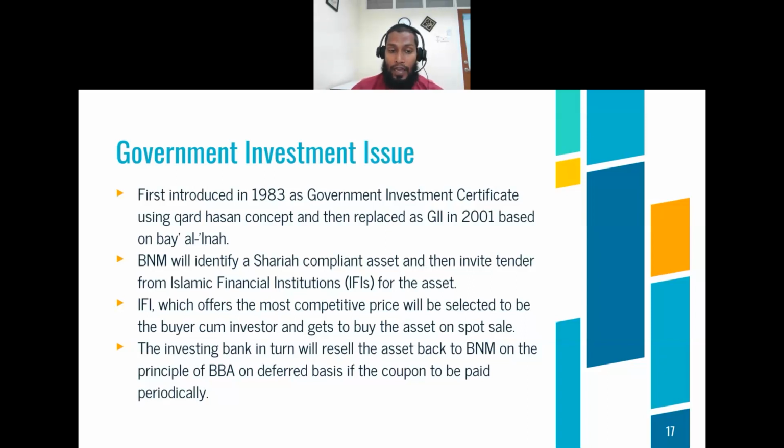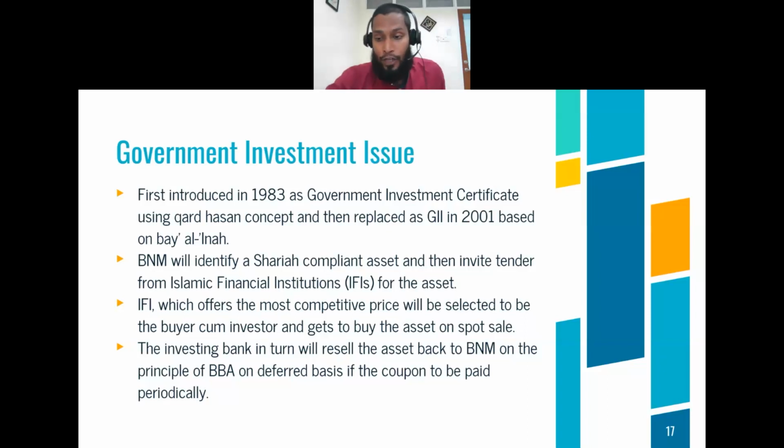So here we have BNM and the investing bank. BNM is the deficit unit. The investing bank, which is the Islamic commercial bank, will in turn resell the asset to Bank Negara on the principles of BBA on a deferred basis if the coupon is to be paid periodically. So here what happens is that Bank Negara will sell the assets on a cash basis to the investing bank, and then after buying the asset, the investing bank again will sell back that asset to Bank Negara on a deferred payment basis with a profit. So this is how the Bai'ul Ina works.